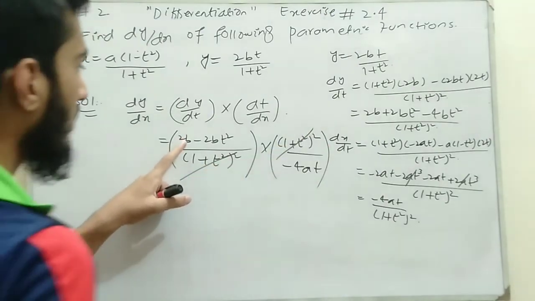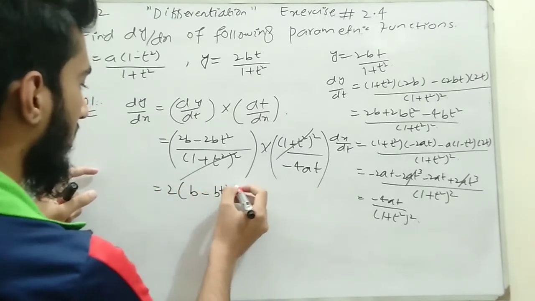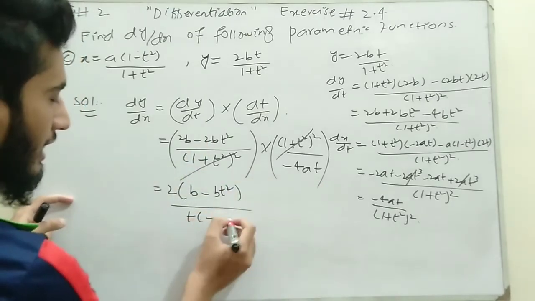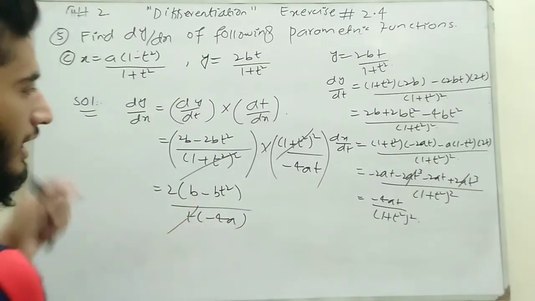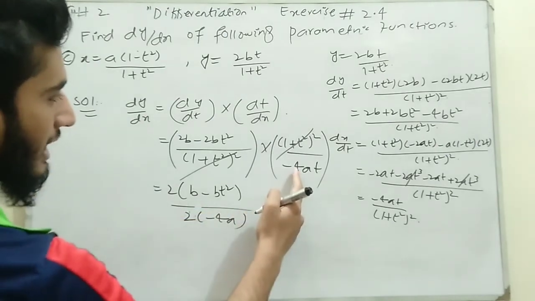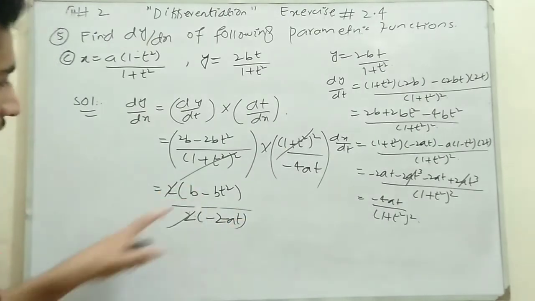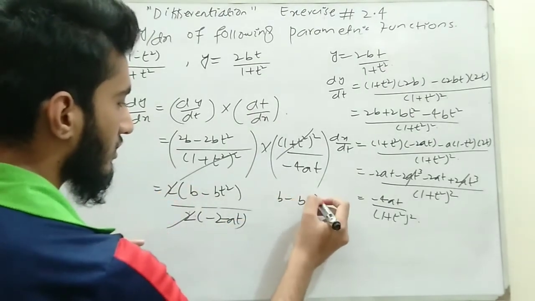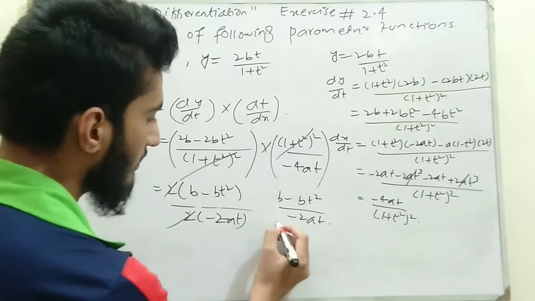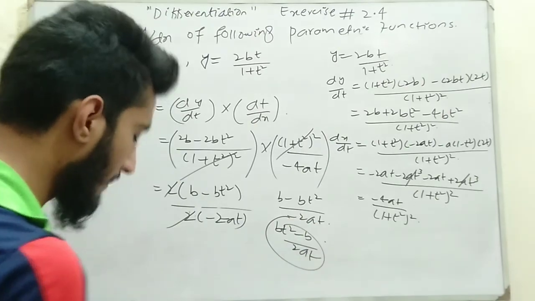Here if I take out a common 2, inside we are left with b minus bt square, so 2 into b minus bt square. In the numerator and denominator, take out t common; we are left with minus 4a, so t is cancelled out. In the denominator, taking out 2 common, inside we are left with minus 2a. So 2 is cancelled out with 2, and we are left with b minus bt square divided by negative 2a. So this negative comes to the numerator, and it becomes bt square minus b divided by 2a. So this is the required derivative for part C.